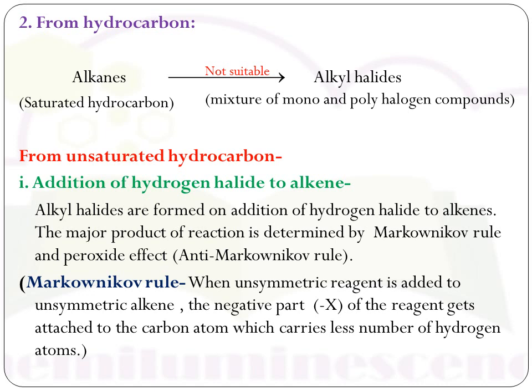Let's see Markovnikov's rule with the help of an example. Before proceeding with this reaction, let's revise one more time the statement of Markovnikov's rule. Markovnikov's rule states that when an unsymmetric reagent is added to an unsymmetric alkene, let's observe the statement. There is a condition: the alkene should be unsymmetric. It should not be symmetric. When a symmetric alkene is used, it gives only one product. When an unsymmetric alkene is used, it gives two products.